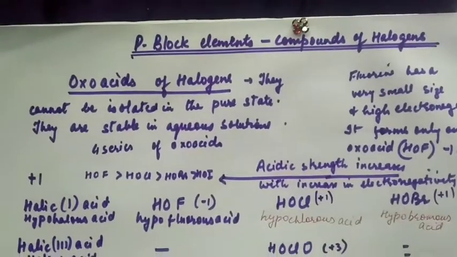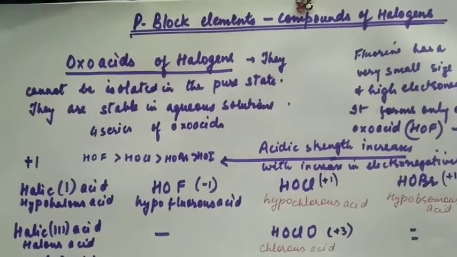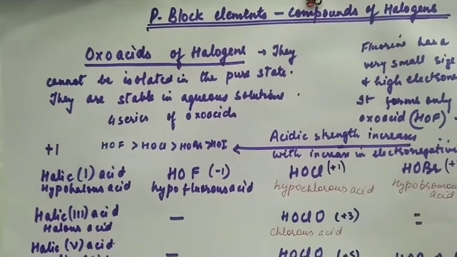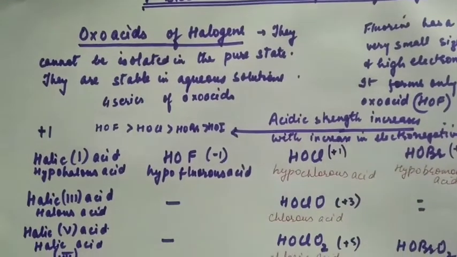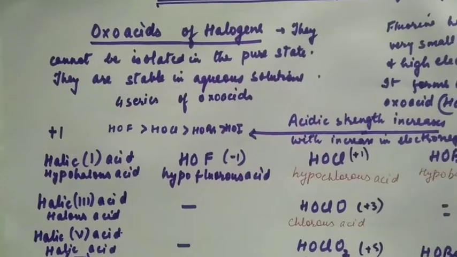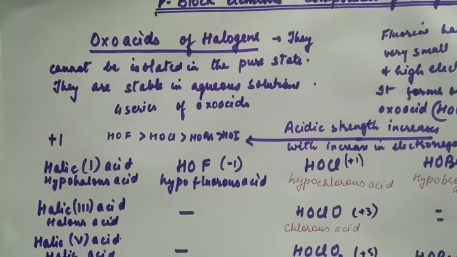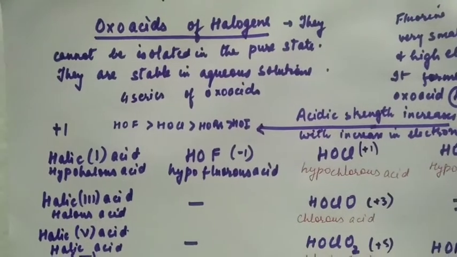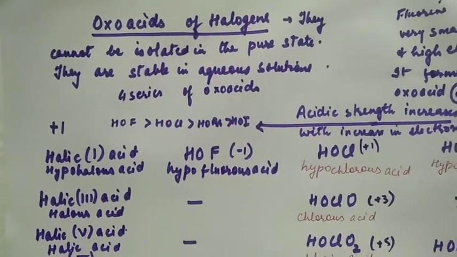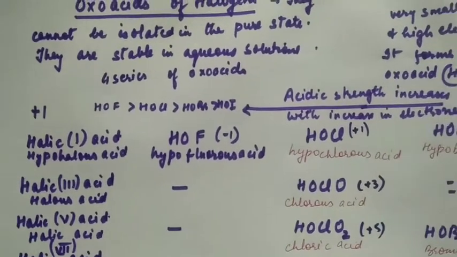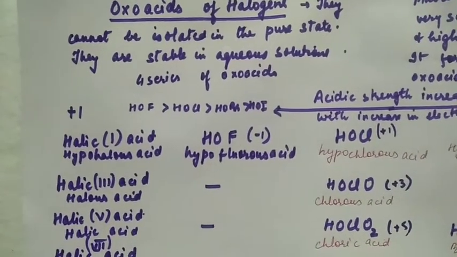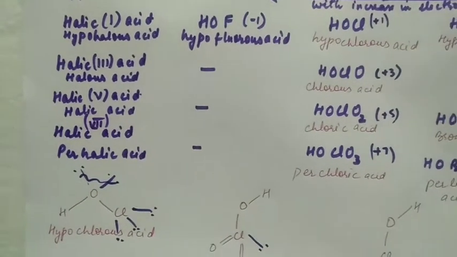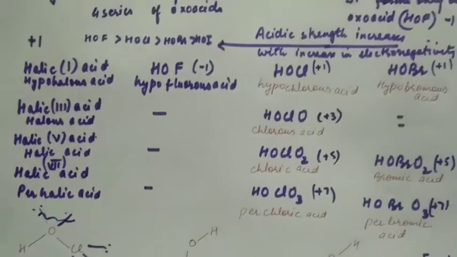So oxoacids of halogens: all oxoacids have at least one element double bond oxygen and one element and OH bond. So in case of halogens also we have different oxoacids. These cannot be isolated in the pure state. They are stable in aqueous solution. Halogens form four series of oxoacid: hypohalous acid, halous acid, halic acid and perhalic acid.